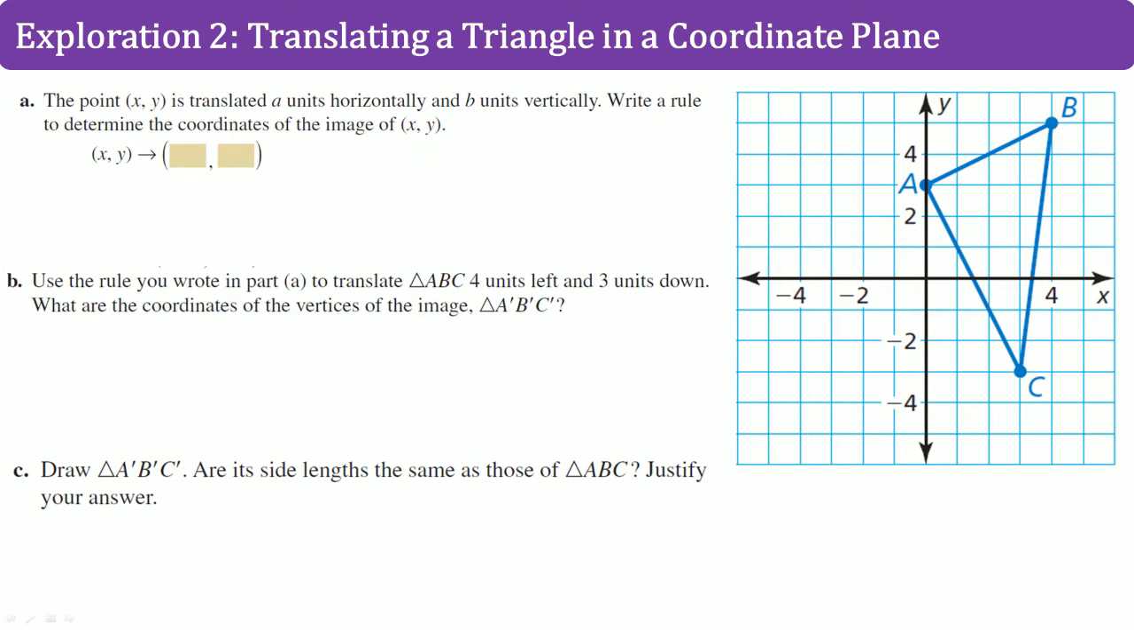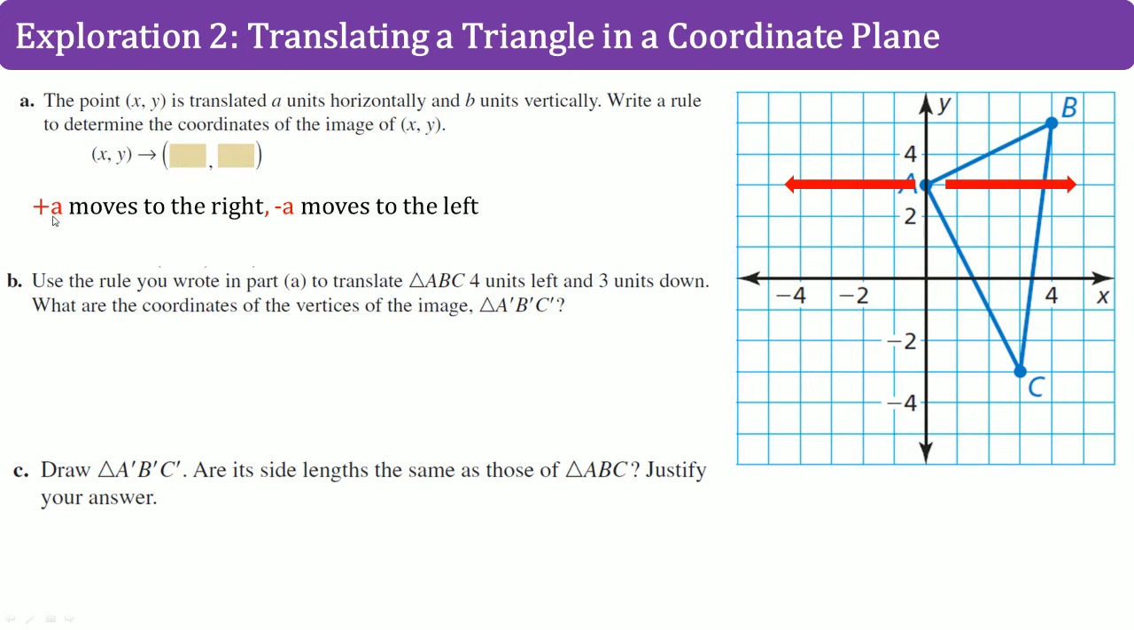The first thing we're going to do is do the exploration. You're going to translate a triangle in a coordinate plane. Here, this is your triangle, and you're going to perform a translation. Do these three things. Part A, the point x comma y is translated A unit horizontally and B unit vertically. You're going to write a rule to determine the coordinate of the image x, y during the translation.